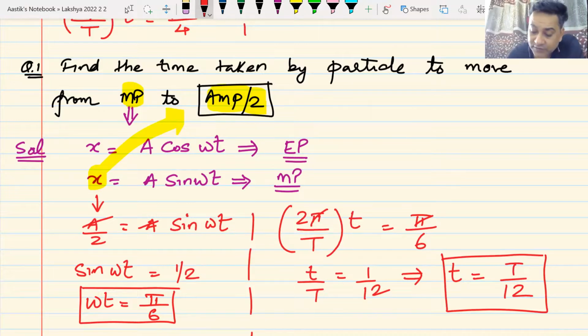Remember, when the value is given from the extreme position, use the cos equation. When it is given from the mean position, use the sine equation. Do we understand this?